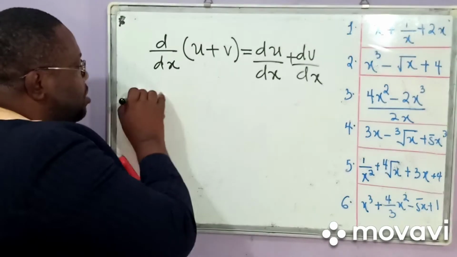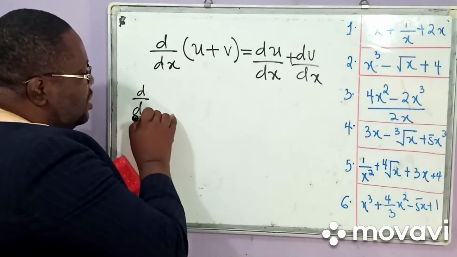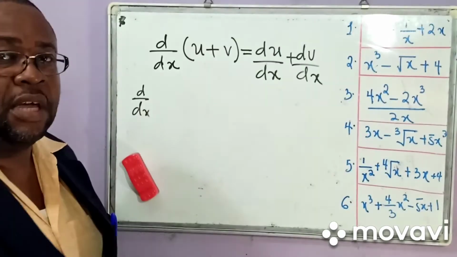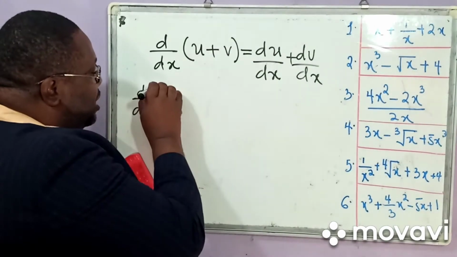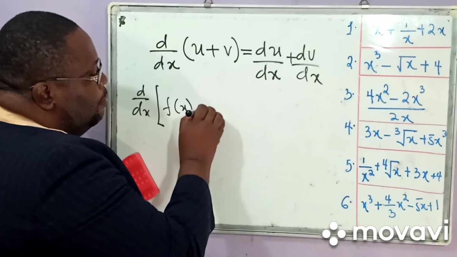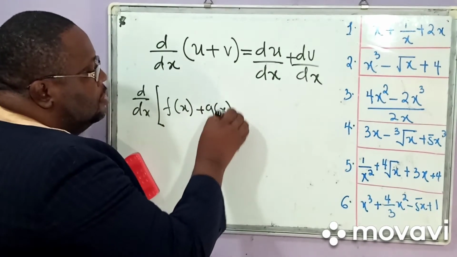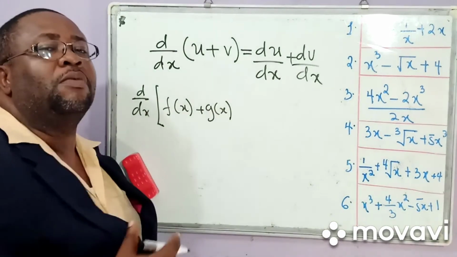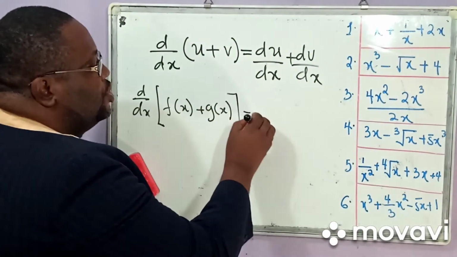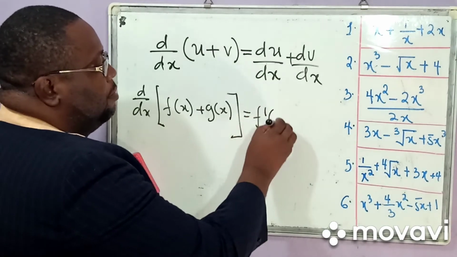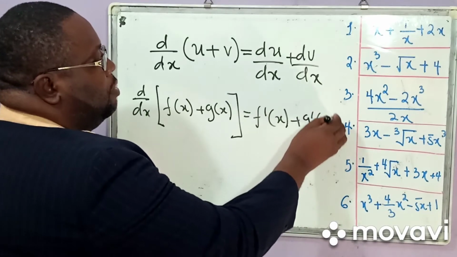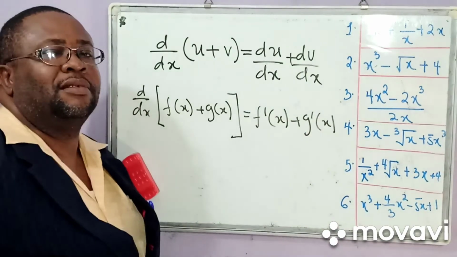In other words, what if I was to differentiate with respect to x two functions, f of x plus g of x? It simply becomes equal to f prime of x plus g prime of x. Simple.